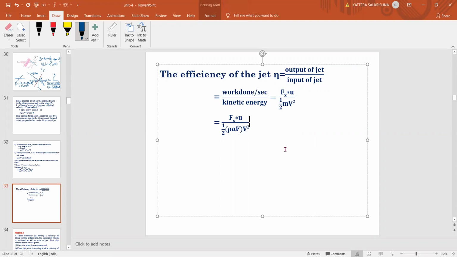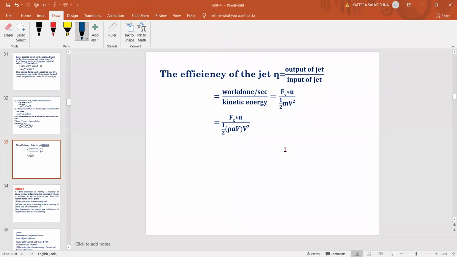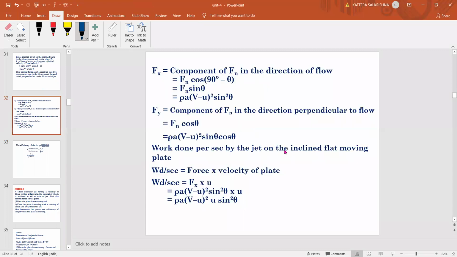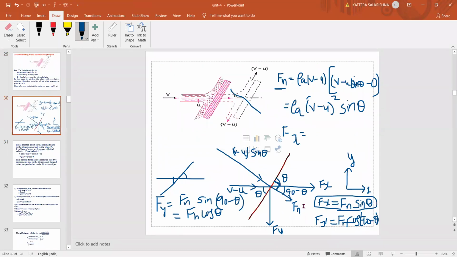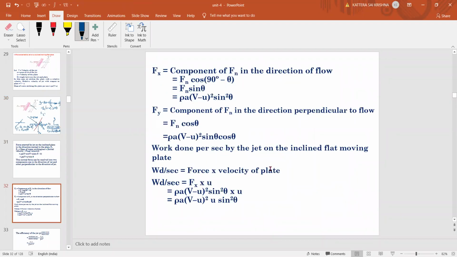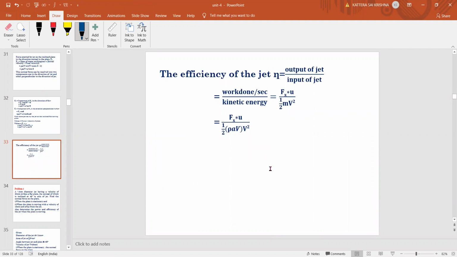Okay, so if you understood up to here, if you have any doubt, you can ask now. Up to this, what we have seen. Or if you want me to explain how you are getting Fx, Fy, and Fn, I will explain once again for you. Yes, anybody who wants to know?